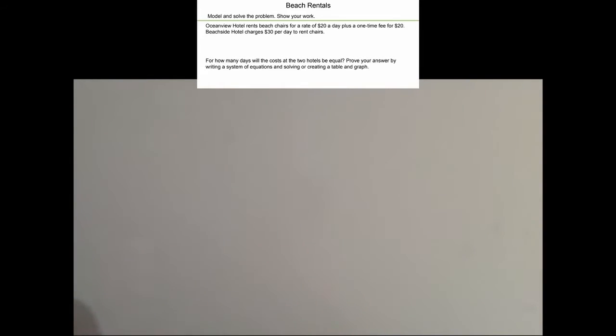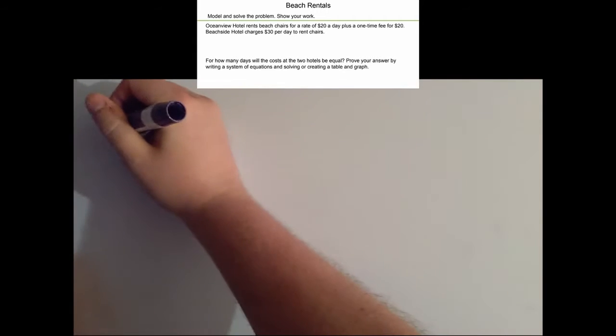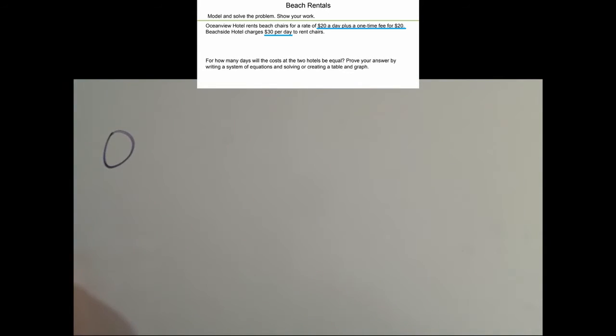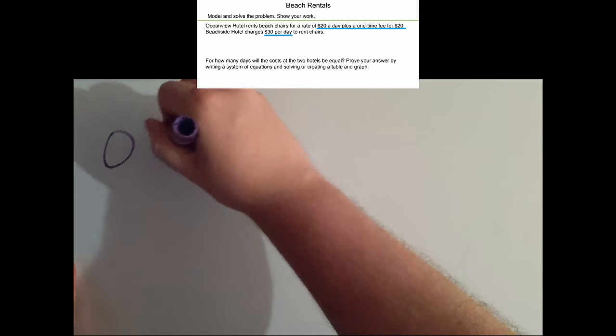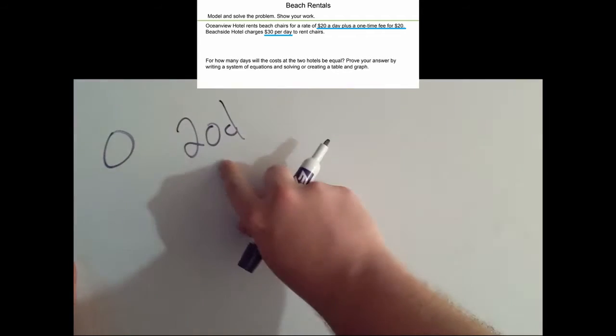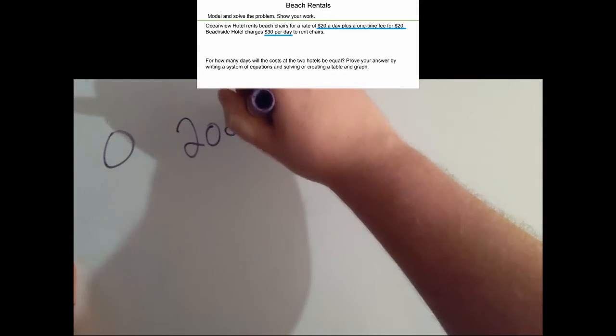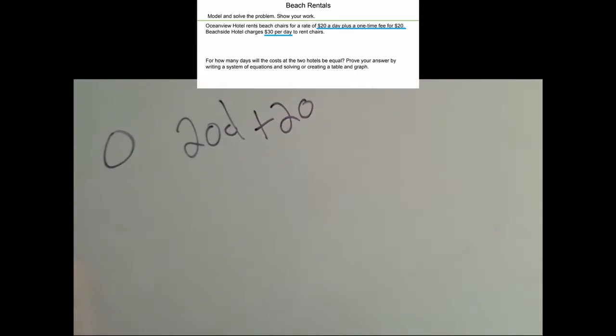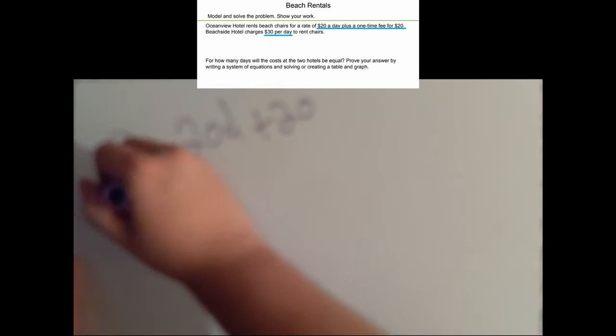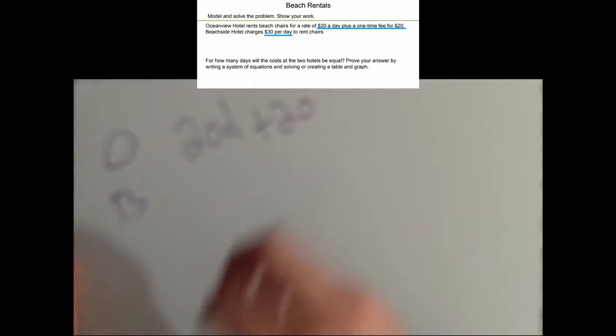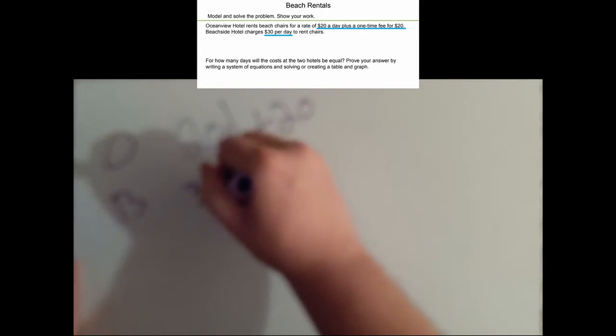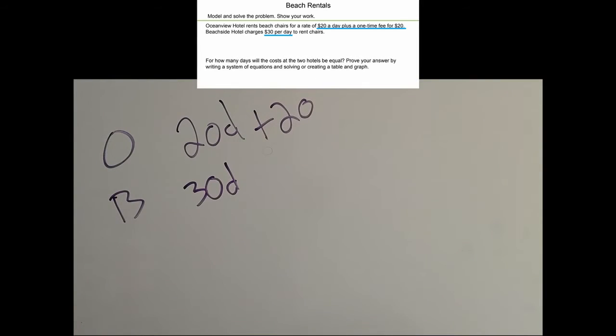All of these questions this week, table, graph, solving them, whichever way makes sense to you, do it. I'm going to solve it because I think that makes it a little bit easier. So we got to start with our equation. So Ocean View sells it for $20 a day, so 20 per day, plus that one-time fee of $20. Beachside, on the other hand, just charges $30 a day. So we've got our two equations.